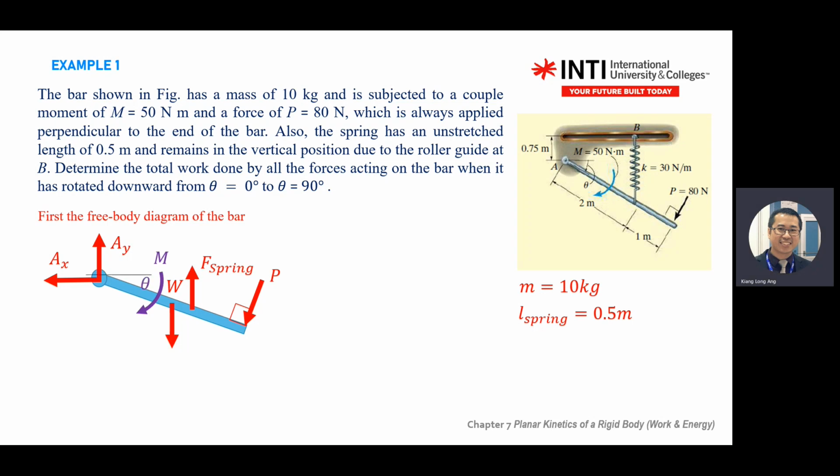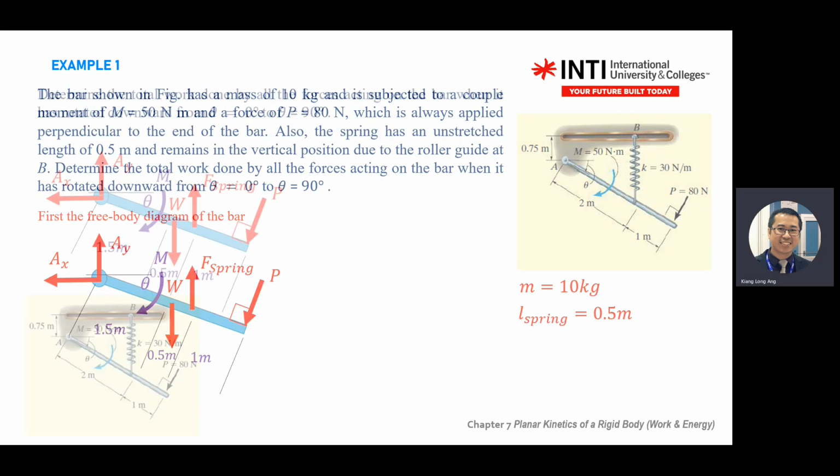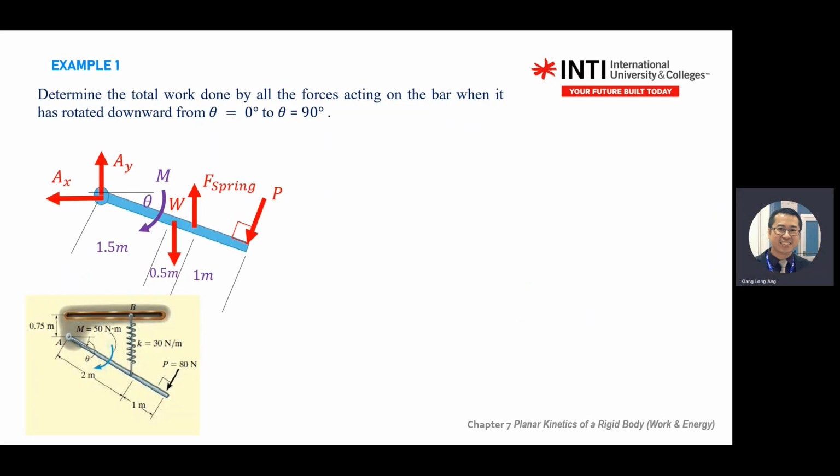Just need to put in angle. What is the purpose of putting angle? Because later you need to use work for moment. Okay, so you have a free body diagram and then the lengths and so on. Okay, understand? Okay. So this is the question diagram. This is the free body diagram. So you need to change from 0 to 90 degree.